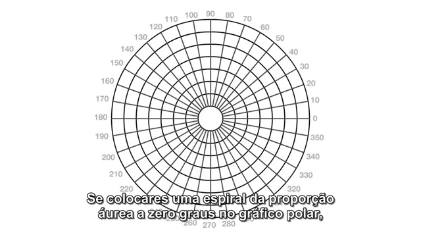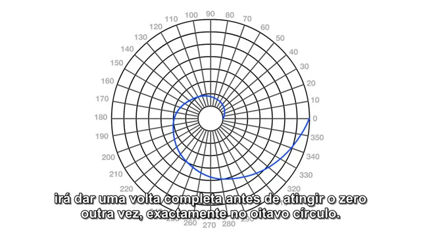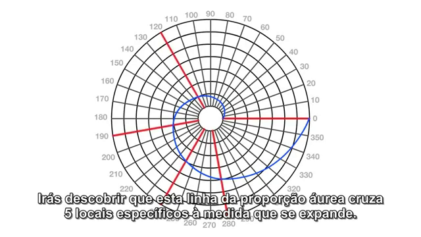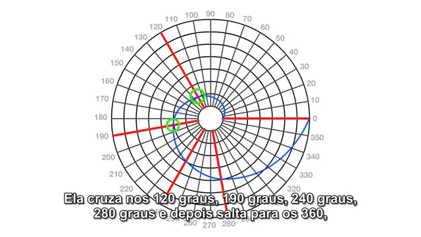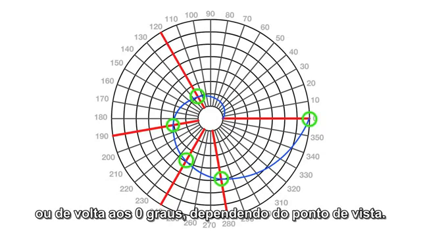Also, a polar graph has both straight, male lines, and circular, female lines, both male and female energies interacting at once. If you plot a golden mean spiral at 0 degrees on the polar graph, it will loop all the way around before hitting 0 again, exactly at the 8th circle. You'll find that this golden mean line crosses 5 specific places as it goes out. These places are where the female circular lines meet the male lines. It crosses at 120 degrees, 190 degrees, 240 degrees, 280 degrees, and then it jumps to 360, or back at 0, depending on how you look at it.